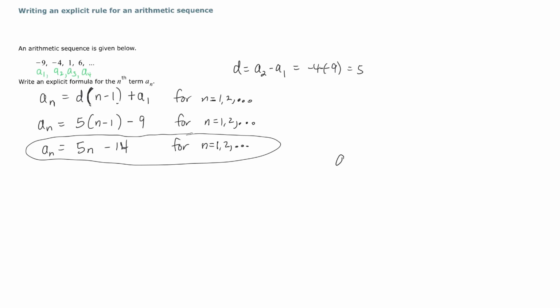We say a sub n is a function because you could write it like this, f of n, where your inputs are n values for n equals 1, 2, and so on.